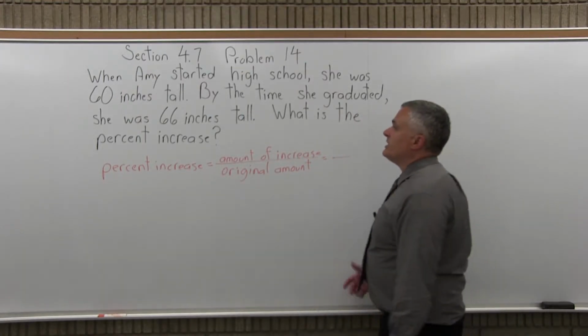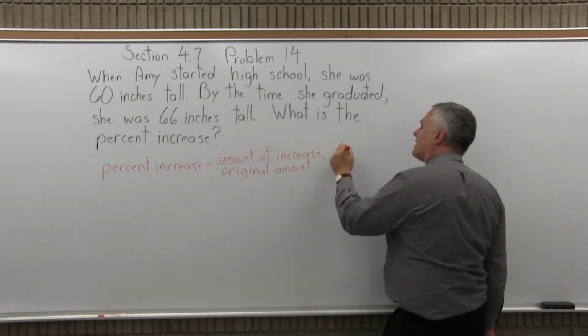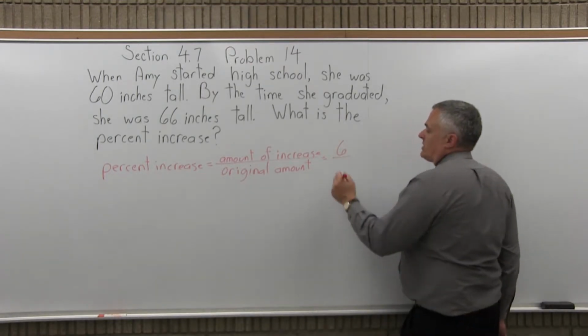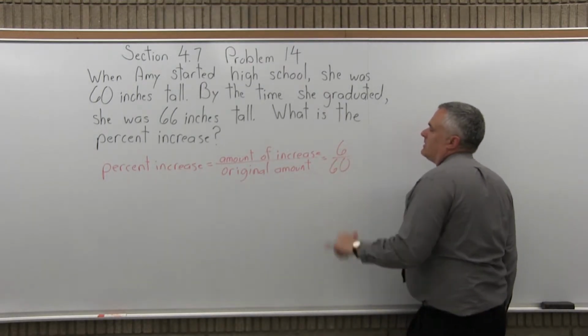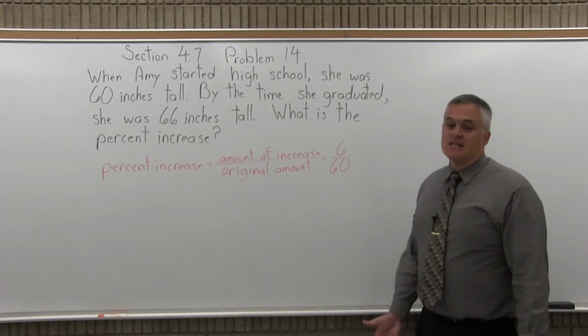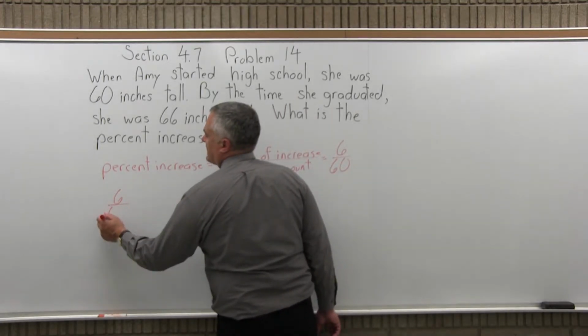So that's our formula. The amount of the increase going from 60 to 66 inches, without writing it out, I can see that the amount of the increase is 6 inches, over the original amount, which is 60 inches. So that's the answer as a fraction, but I want it as a percent for percent increase.